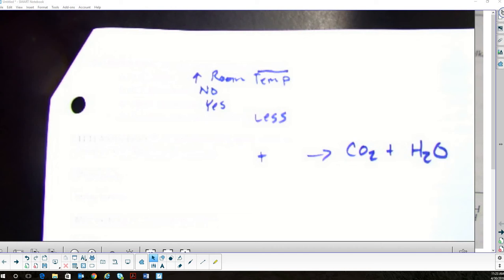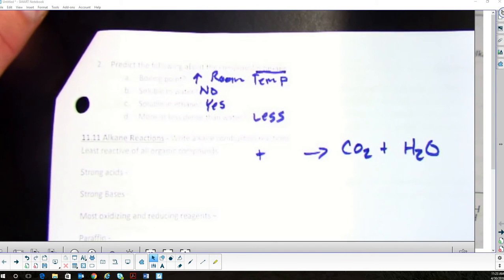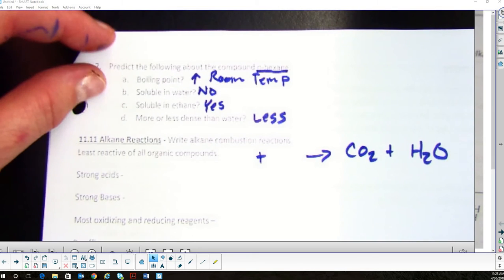Sorry, this is really sucky. Doesn't want to come in at all, does it? There we go, a little better.